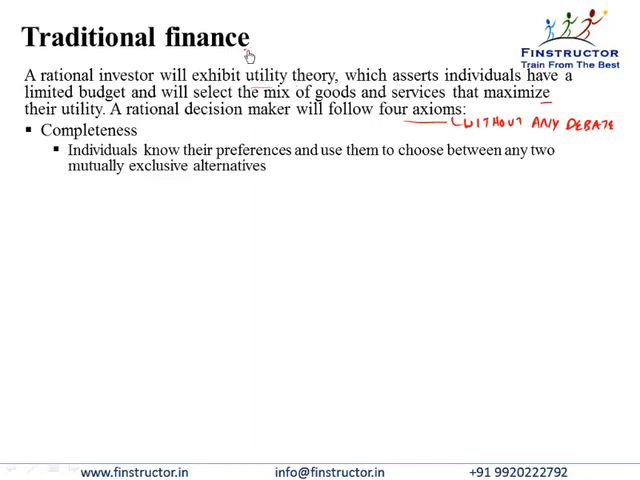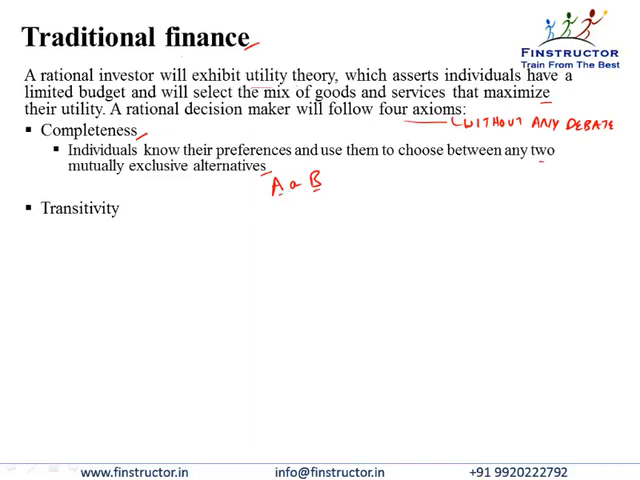So the four axioms of traditional finance are: first, completeness. So if there's no completeness, traditional finance theory cannot be applied. Completeness means that individuals know all available choices and they know their own preferences and they use them to choose between any two mutually exclusive alternatives. So if you give an investor an option A or an option B, he is definitely able to choose between the two options. This may or may not always be the case from a behavioral finance perspective.